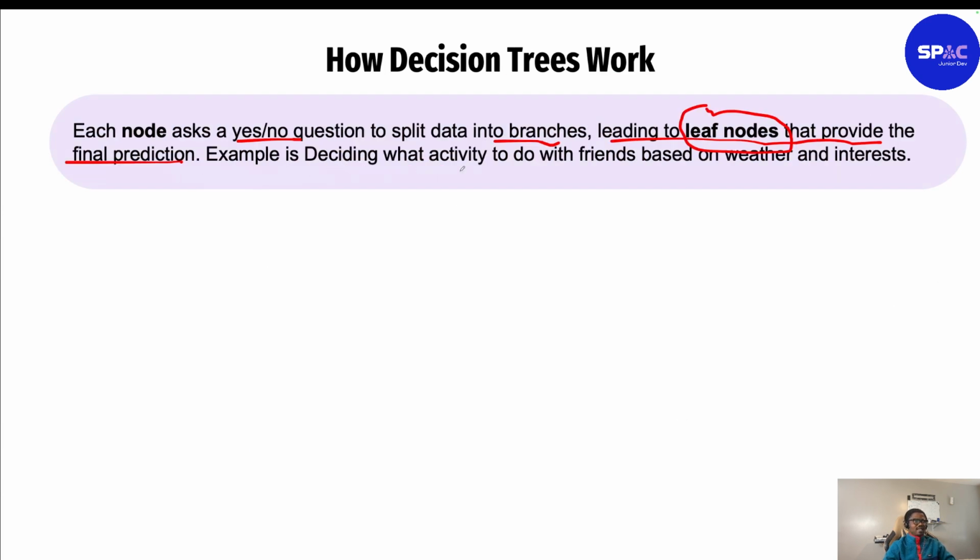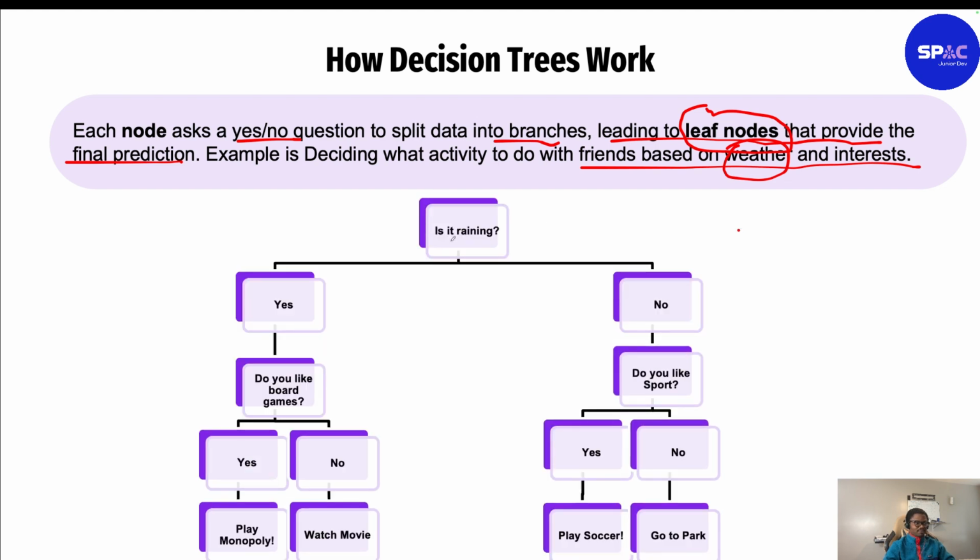An example is deciding what activity to do with friends based on weather and interest, right? So you want to determine what to do if your friends came over, based on the weather and based on interest. So let's look at that. Okay, so this is an example of a decision tree. Another example: let's say your friend came over and you want to decide what to do based on whether it's raining or not raining and the interest.